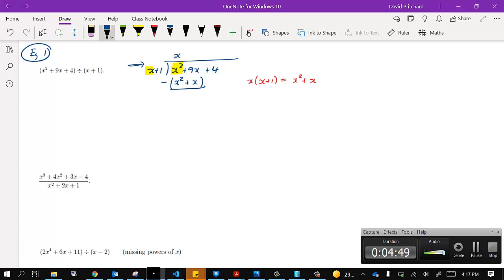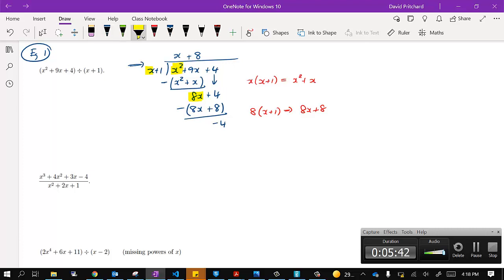Now it should be that this first one always ends up as 0, so x squared take x squared is 0. 9x take x is 8x. Now we'll bring down our plus 4, and we'll get ready to go again. So our new leading digit is 8x. 8x divided by x is 8. And we're going to subtract our quotient, which is 8, multiplied by the divisor, x plus 1. So we get 8x plus 8. So subtract 8x plus 8, and we're left with 0, and 4 take 8 is negative 4.